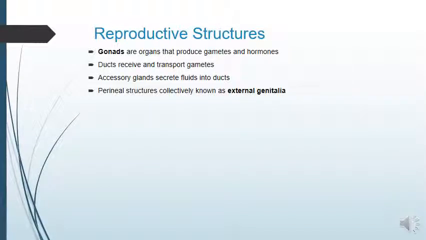I'd like to begin by looking over the reproductive systems of the male and female. If we start off by looking at the reproductive structures, the terminology is gonads, and gonads are organs that produce gametes as well as hormones. The reproductive systems of both the male and the female have ducts, and these ducts receive and transport the gametes. They also have accessory glands that secrete fluids into the ducts, and the perineal structures are collectively known as external genitalia.